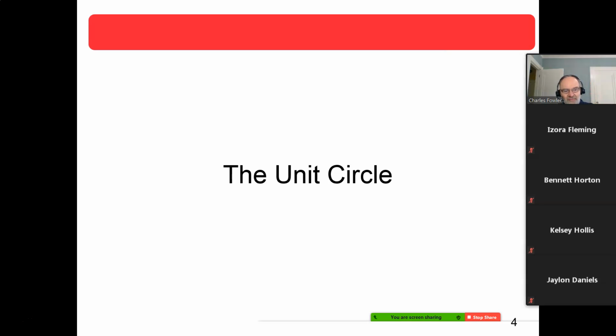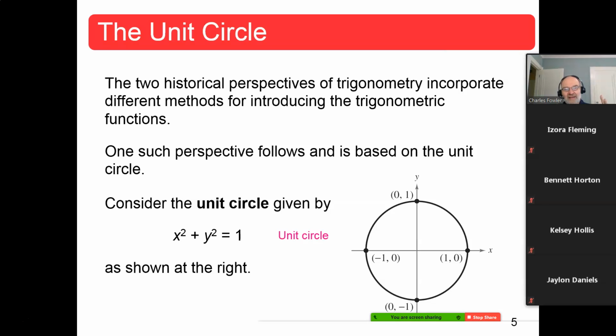Uno. Unit circle has something to do with the number 1, the unit 1, one single unit. What does it have to do with it? Well, here they start a little bit. Two historical perspectives of trigonometry incorporate different methods for introducing the trigonometric functions. One such perspective follows and is based on the unit circle. This is more recent history. The old history, originally trigonometry, had to do with triangles. That's where its name comes from, the measure of triangles. So this is the new kid on the block, and yet they always start first.